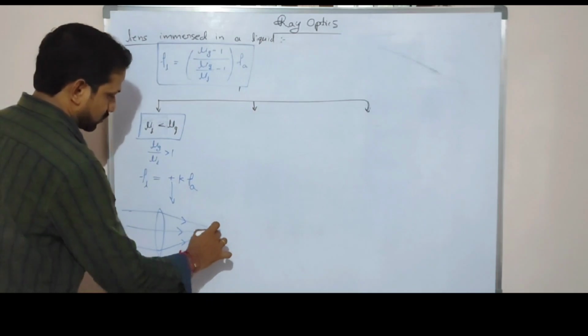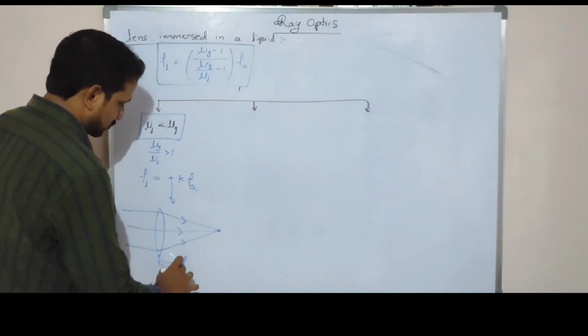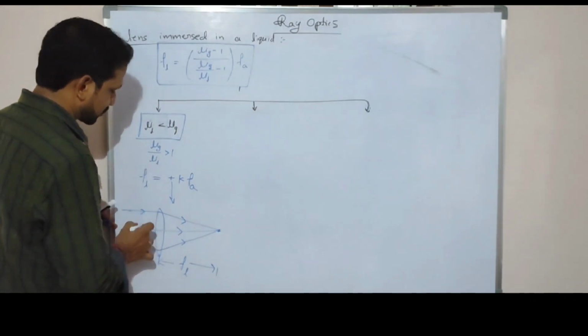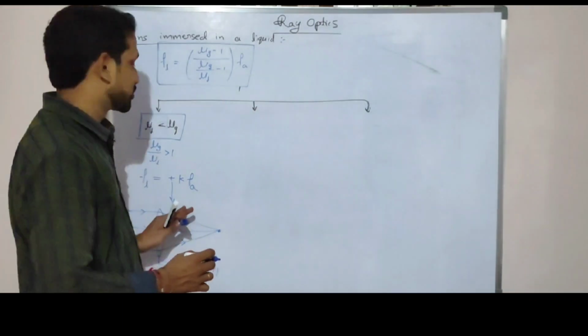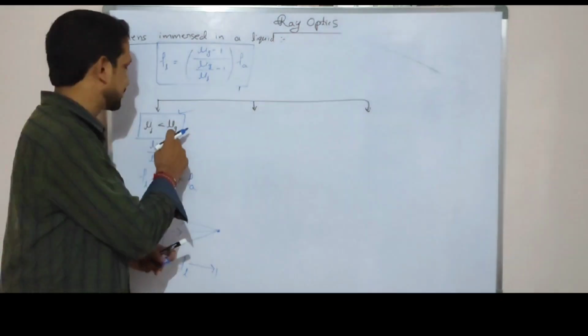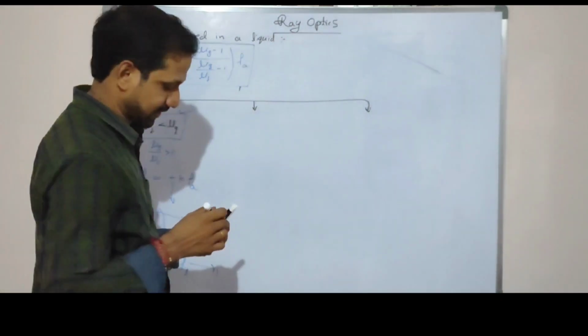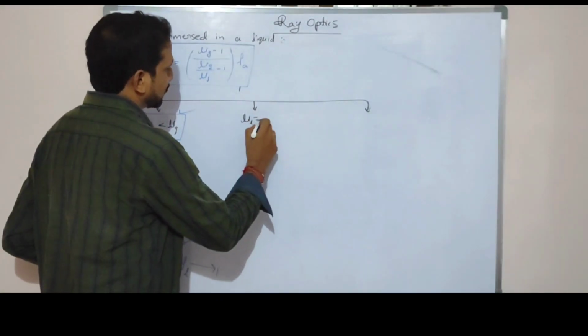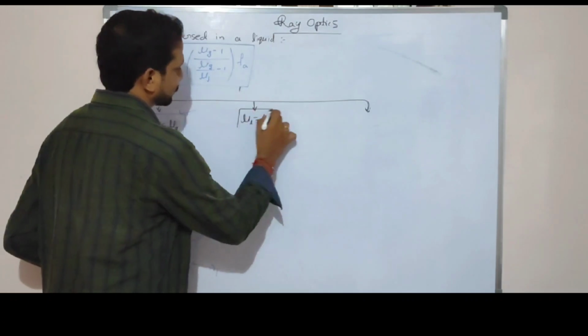So this is going to be the focal length in liquid. So what will change? Only the focal length will change. The nature of the lens will not change in case of the first one, that is when the liquid's refractive index is less than the glass refractive index. Okay. So second case, if liquid and glass have the same refractive index.